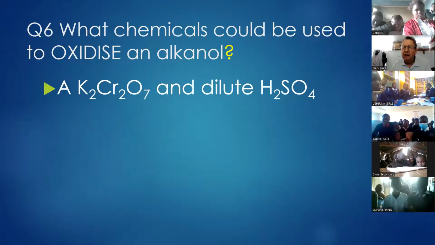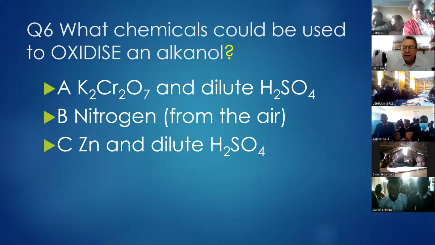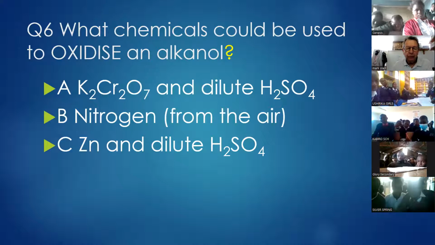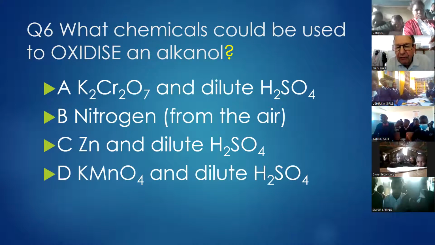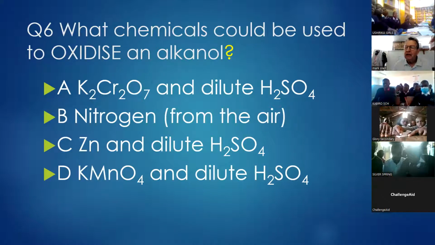K2Cr2O7 and dilute sulfuric acid. The second one is nitrogen, which we can get, as we know, from the air. The third one is zinc and dilute sulfuric acid. And the fourth one, D, is KMnO4 and dilute sulfuric acid. Have a think, have a talk with somebody else. Share your ideas with somebody else. It's really important that you don't just keep these things to yourself, but you actually test your knowledge with somebody else. It will really help.